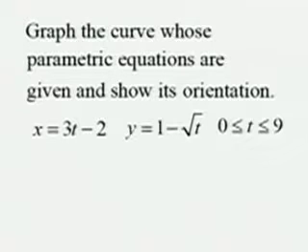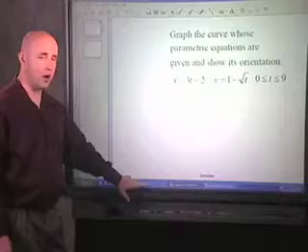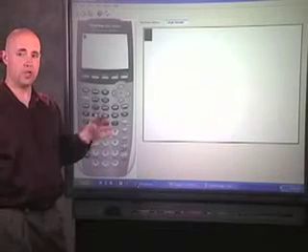We want to graph the curve whose parametric equations are x equals 3t minus 2 and y equals 1 minus the square root of t. We're going to do that for t between 0 and 9. If we go to our graphing calculator, first thing we need to do is change the mode.